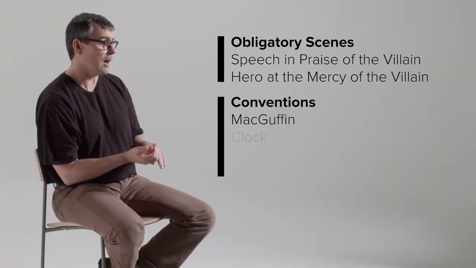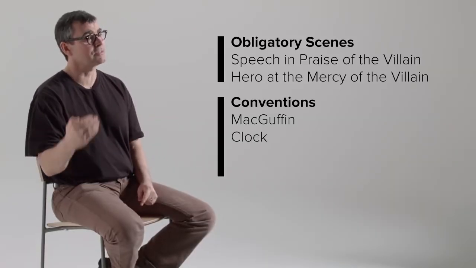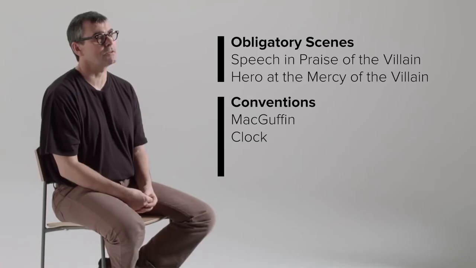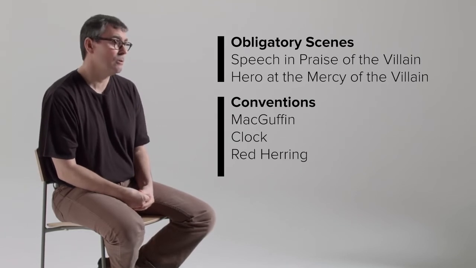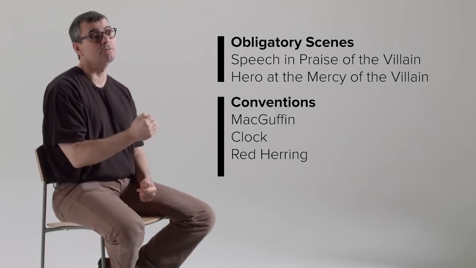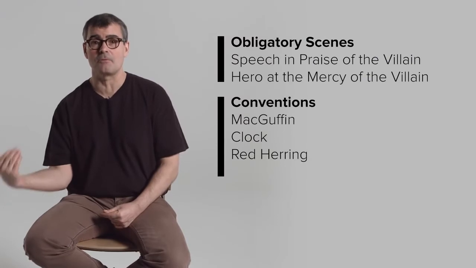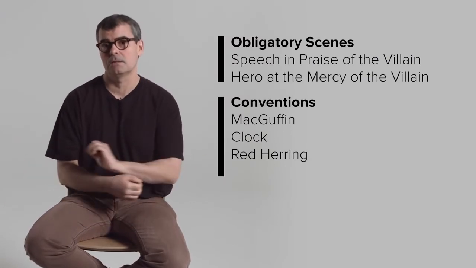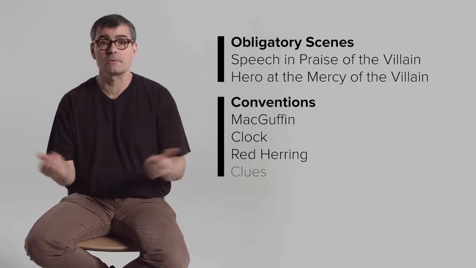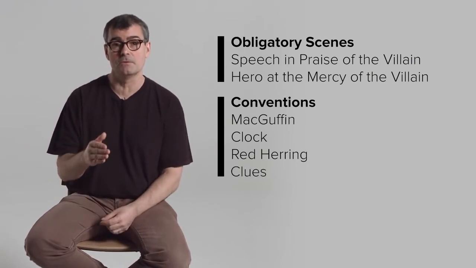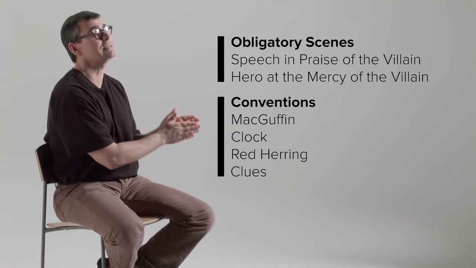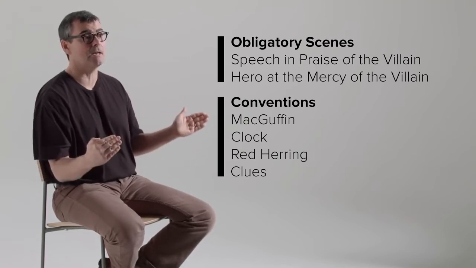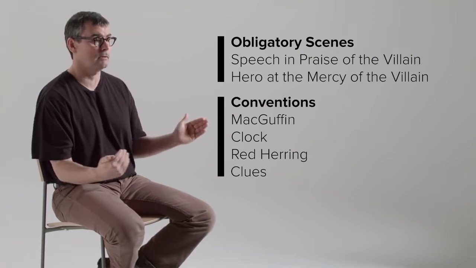It also has to have a clock, meaning there has to be a moment of time where if the hero does not win, all bets are off and the villain wins. It also has to have what are called red herrings. A red herring is a clue that misdirects the hero from finding out the truth about what's going on. There's one more, clues. It also has to have very, very specific clues that are usually put in and seeded at the very beginning of the story and don't pay off until much later on. So those are things that you must have in a thriller, and if you don't have them, the audience isn't going to like your story.